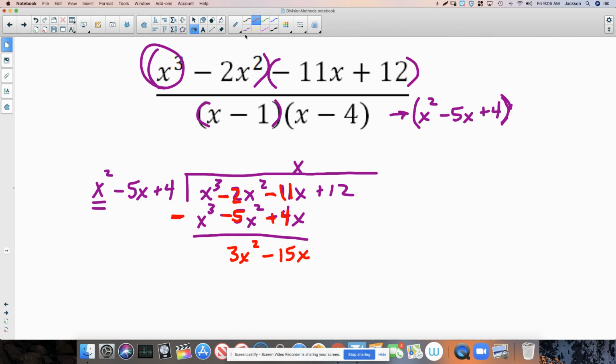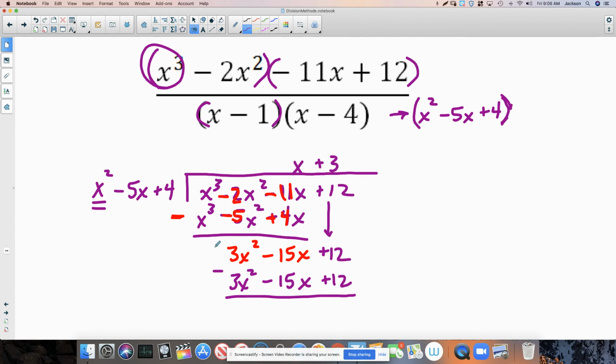Then we come back and we say, what do I multiply x squared by to get 3x squared? And the answer there is 3. So we put a 3 here. 3 times x squared is 3x squared. 3 times negative 5x is negative 15x. And 3 times positive 4 is positive 12. So we're really just adding an extra term to this process, but the process for doing long division doesn't change.